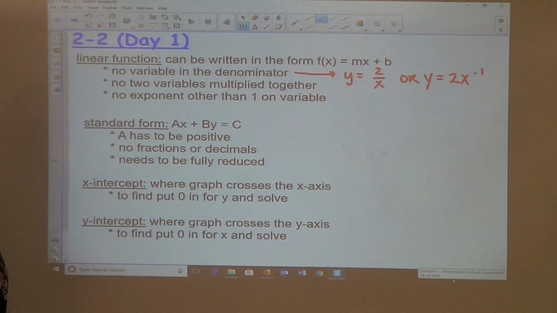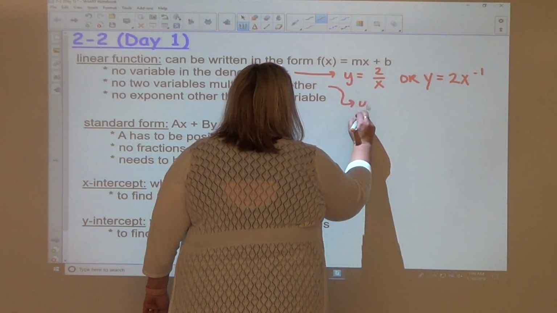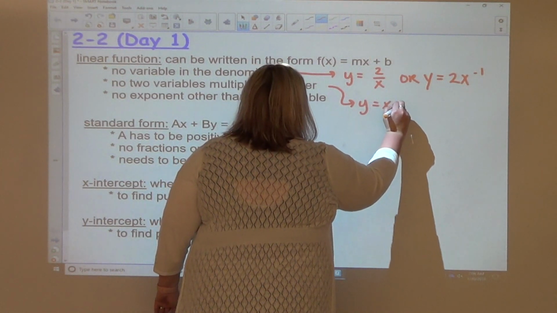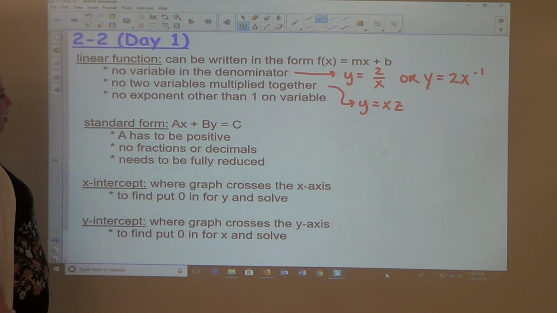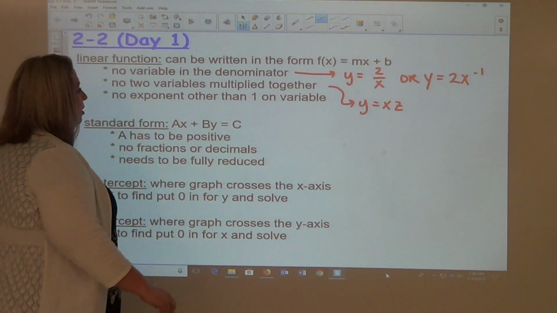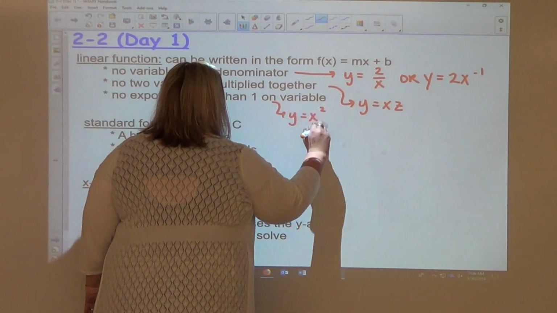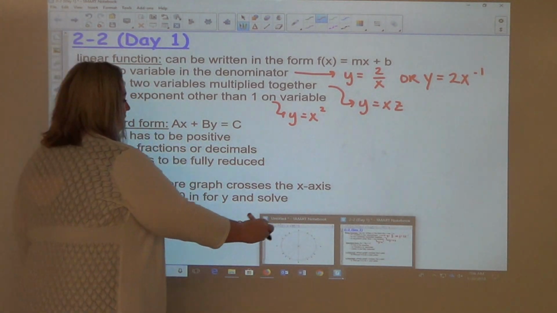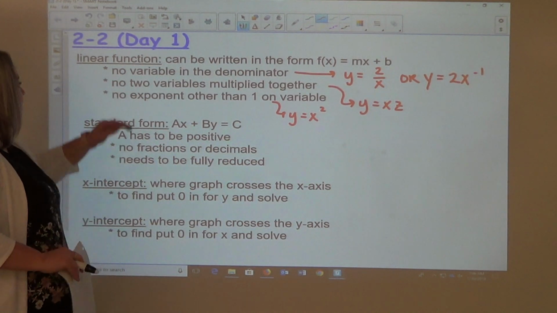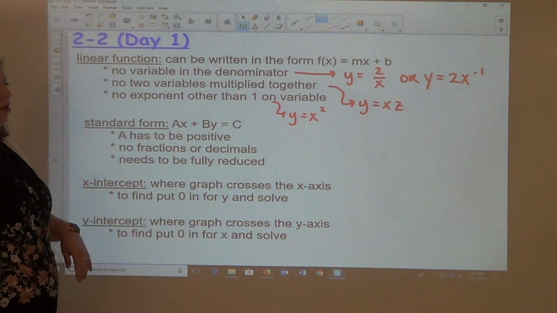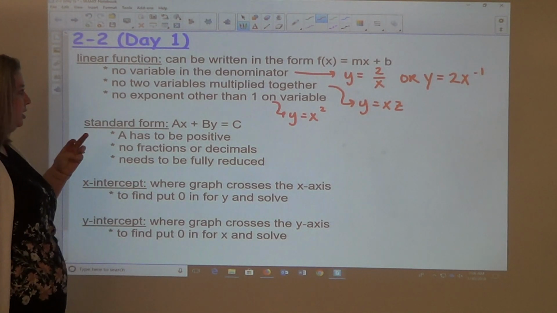Second rule, you can't have two variables multiplied together. So you can't have something like y equals xz. That's not a linear function. And then no exponents other than 1 on the variable. That means you can't have y equals x squared, or x cubed, or x to the 4th, etc. Okay, so those are all examples of what cannot be. These three things have to be true: can't be any variables in the denominator, can't have more than one variable multiplied together, and no exponent other than 1.